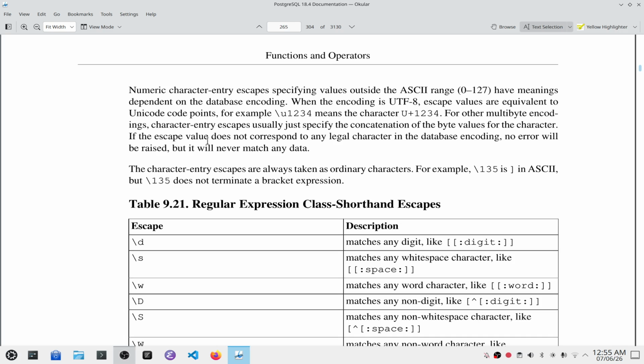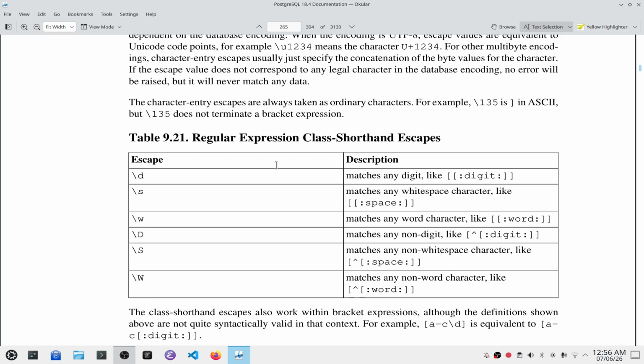If the escape value does not correspond to any legal character in the database encoding, no error will be raised, but it will never match any data. The character entry escapes are always taken as ordinary characters. For example, \135 is a right bracket in ASCII, but \135 does not terminate a bracket expression.